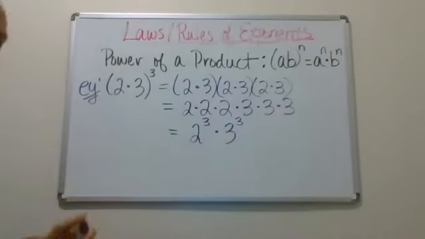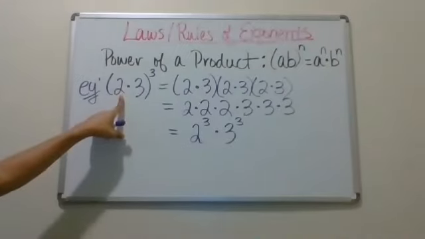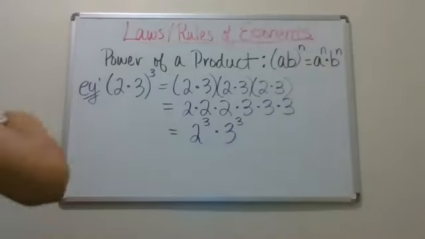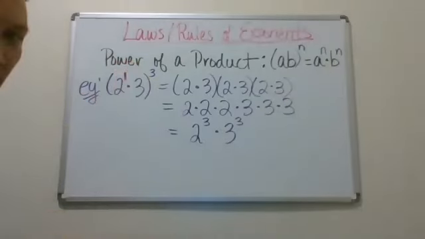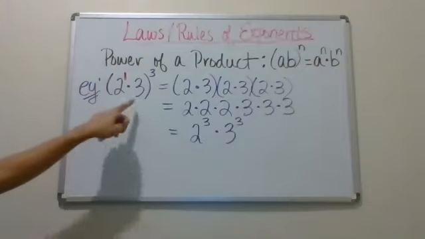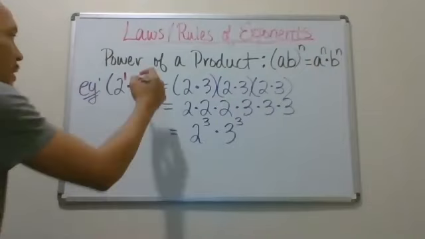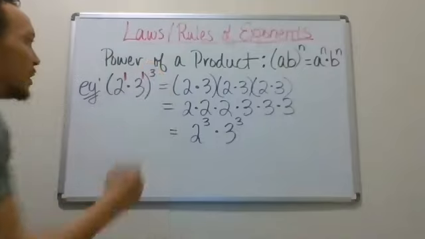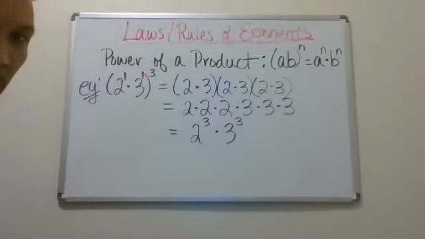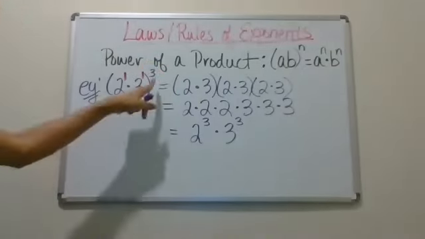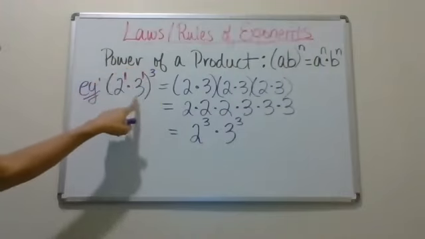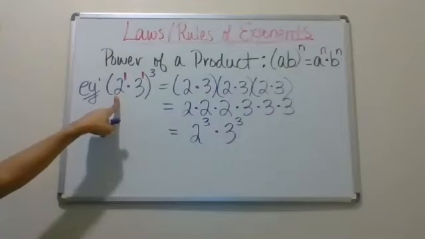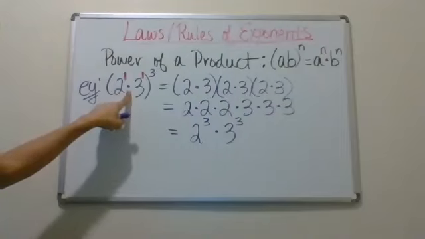When you just have a number 2, it's understood that the exponent is 1. Also with the number 3, it is understood that the exponent is 1. So because of that, we're really just using the power rule on both of these numbers because we're multiplying them together.